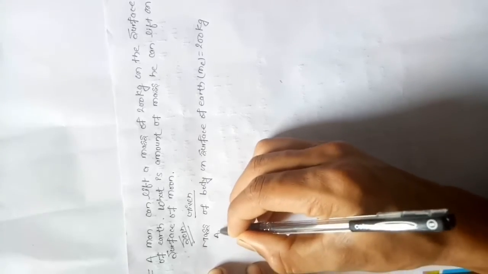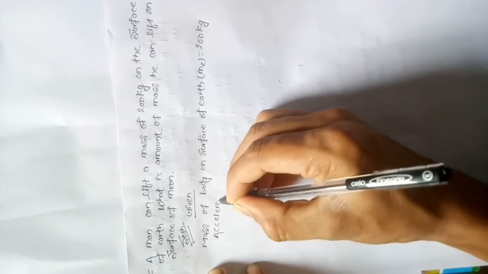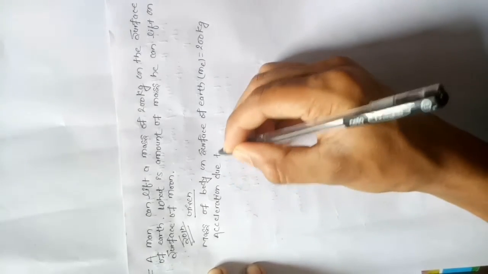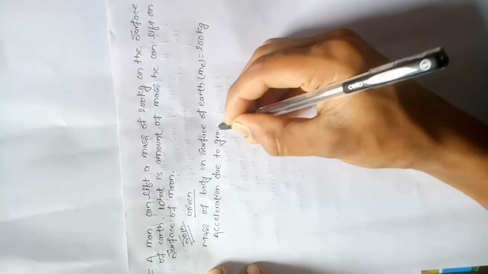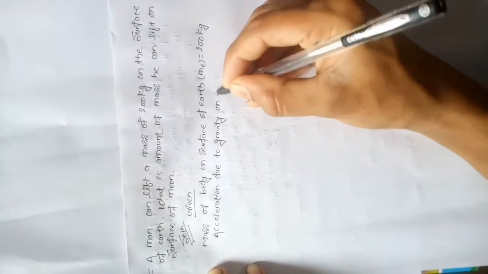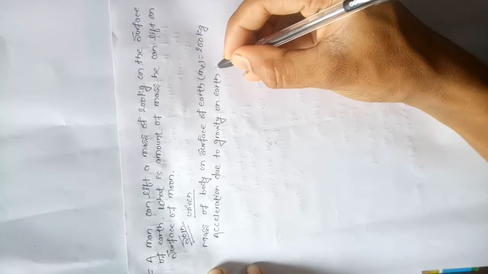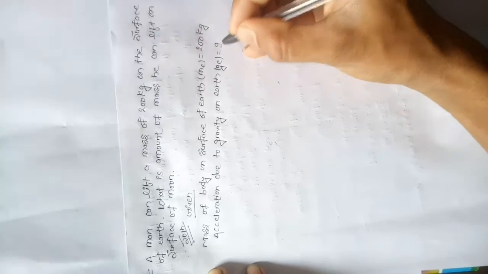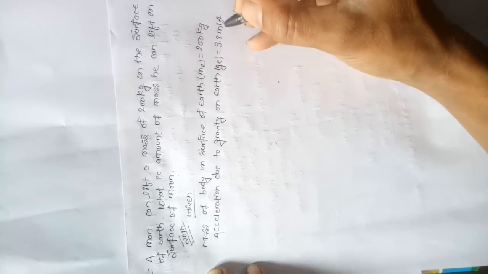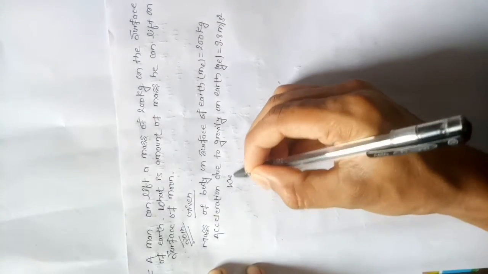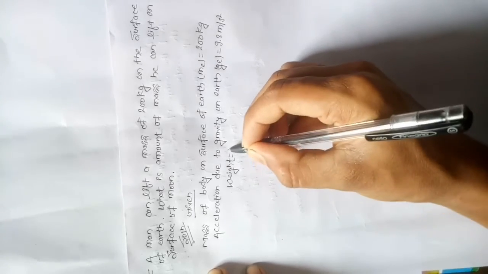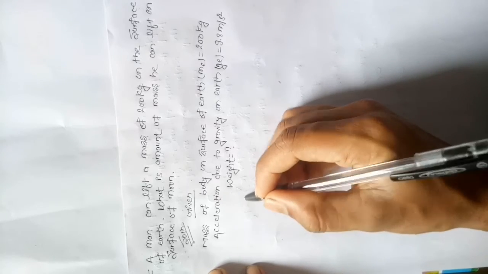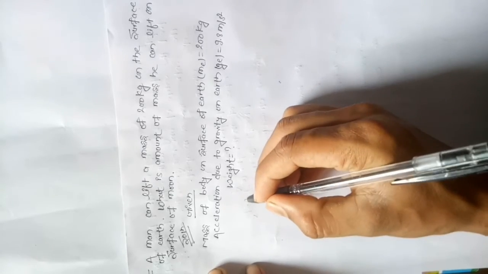Now acceleration due to gravity. What is the value of acceleration due to gravity on the surface of the earth? That is 9.8 meter per second square. We will denote acceleration due to gravity on the earth by g equal to 9.8 meter per second square. Now weight. What is the weight now? Now we know the formula of weight.